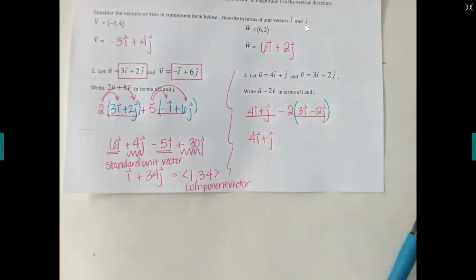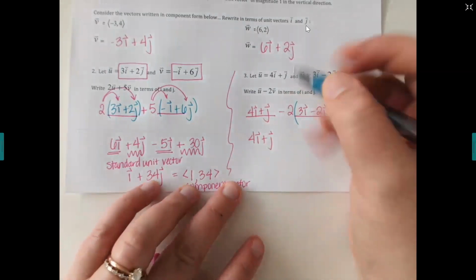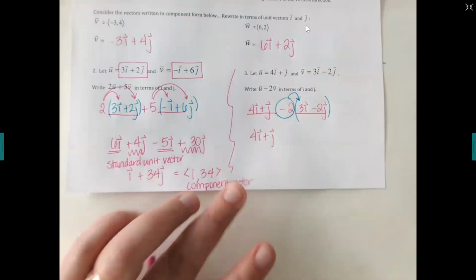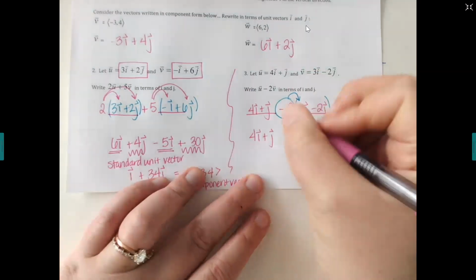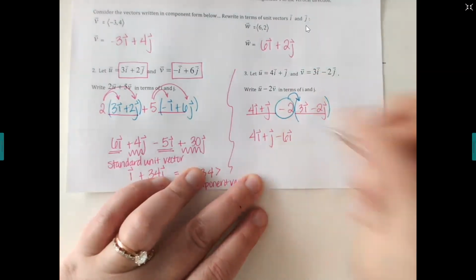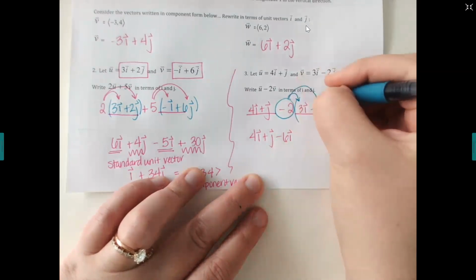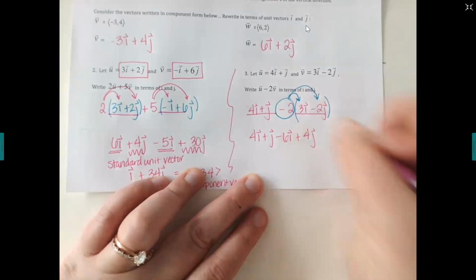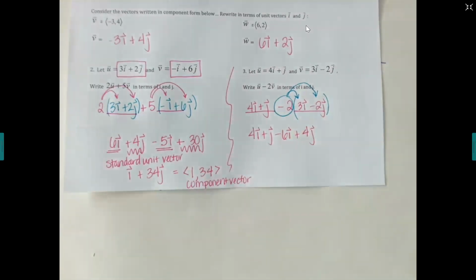And then what am I distributing into the second parentheses? What kind of 2? Make sure you bring the negative in with it. So it's negative 2 times 3i. What does that give me? Negative 6i. And then negative 2 times negative 2j gives me plus 4j. Very good. Then from there, you're combining like terms algebraically.